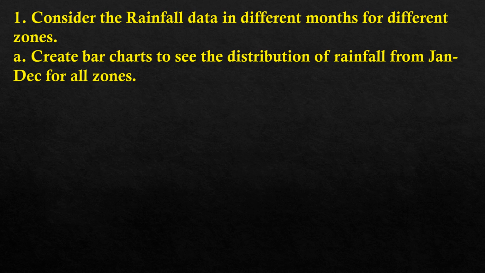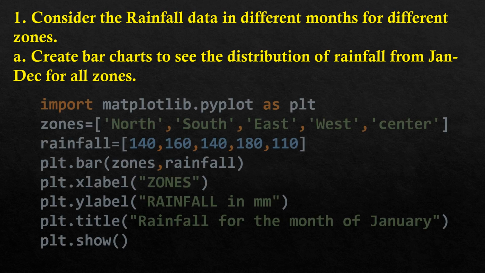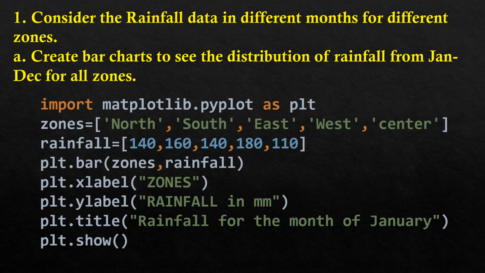The first question is to consider the rainfall data in different months for different zones, and to create bar charts to see the distribution of rainfall from January to December for all the zones. To do this, we first have to import pyplot, which is present in the matplotlib package. I have written import matplotlib.pyplot as plt, where plt is the alias name that we have given to this module.